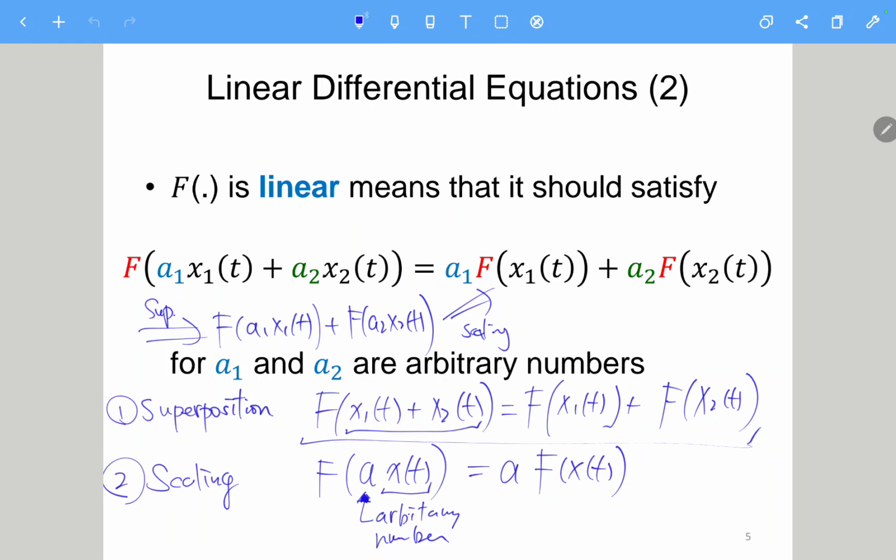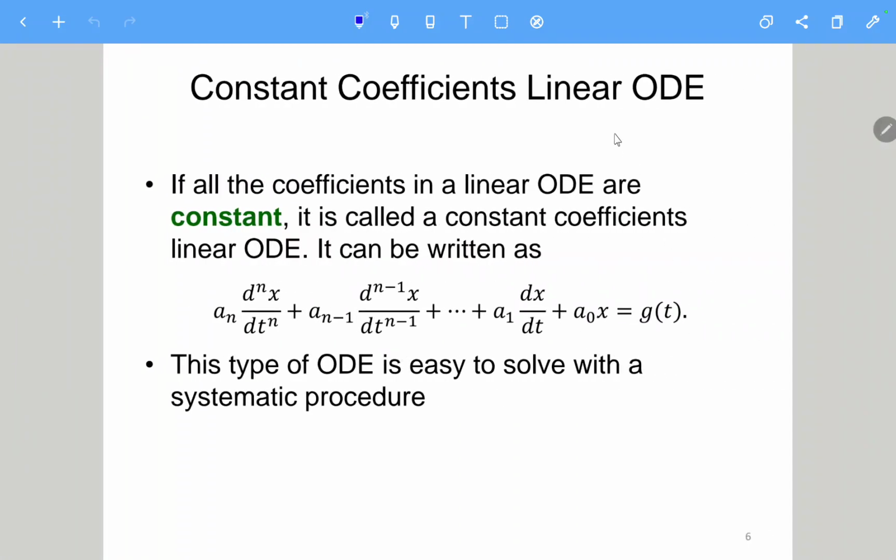So for a specific type of linear ODE, which is called constant coefficient ODE, all the coefficients on the left hand side are only constants. Here, rather than having a_n of t, we have a_n, a_{n-1}, down to a_1, a_0. So all of the coefficients are constant, and we call it constant coefficient linear ODE. And on the right side, we still have a g of t, which can be a different type of function.